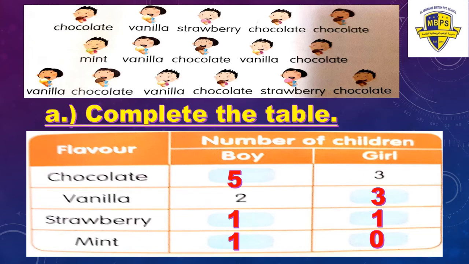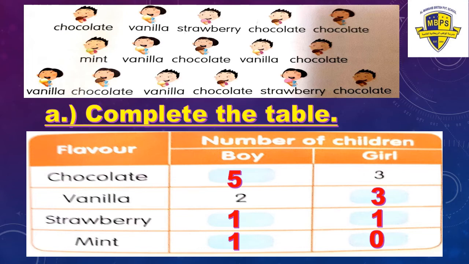Now you're going to keep your finger on the picture of a boy, okay, who likes chocolate flavor. Come on, let's start counting. We have 1, 2, 3, 4, 5. Excellent, children. So 5 boys like chocolate flavor.